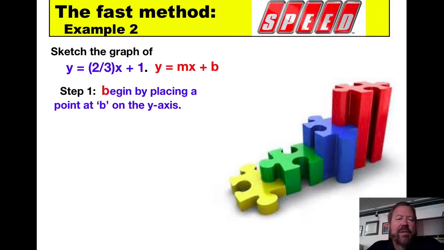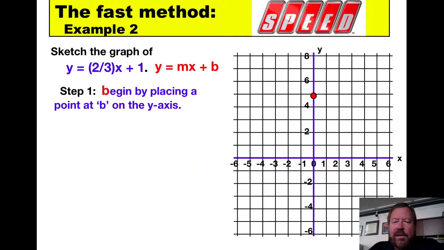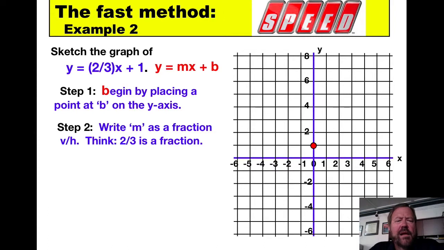So we begin by placing a point at B on the y-axis. So our equation is y equals 2/3 x plus 1. So we're going to place a point at the number 1 on the y-axis. Step 2 was write the coefficient of x, m, as a fraction. Well, think, 2/3 already is a fraction, so we're set to go.